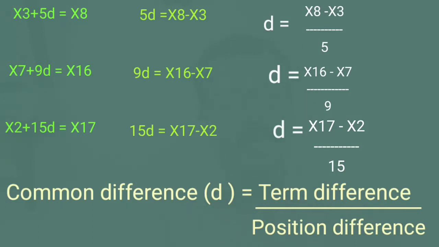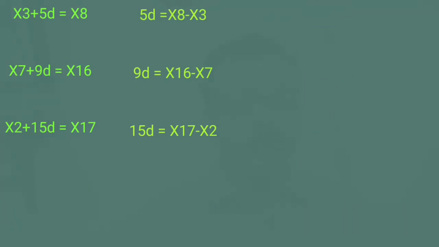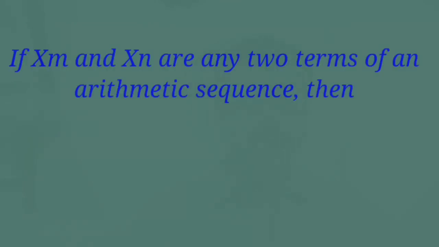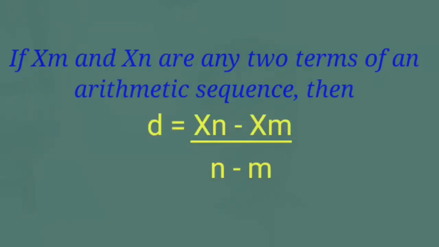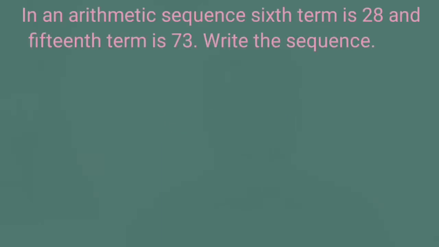So if we are given any two terms of an arithmetic sequence, we can find the common difference by this term difference divided by position difference. Now if xm and xn are any two terms of an arithmetic sequence, then the common difference d is xn minus xm by n minus m. So let us do one problem by using this.